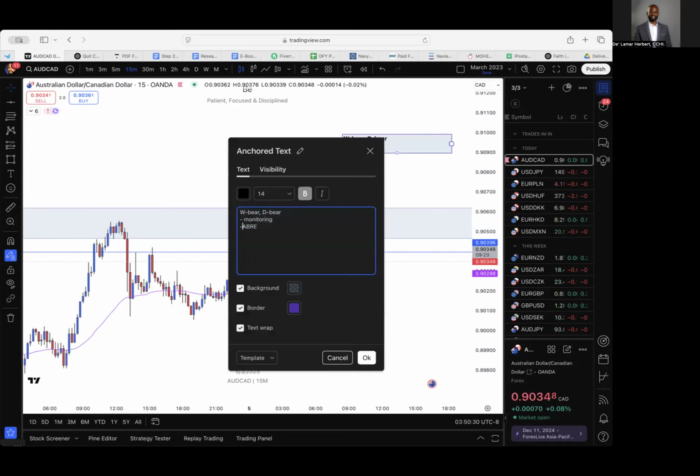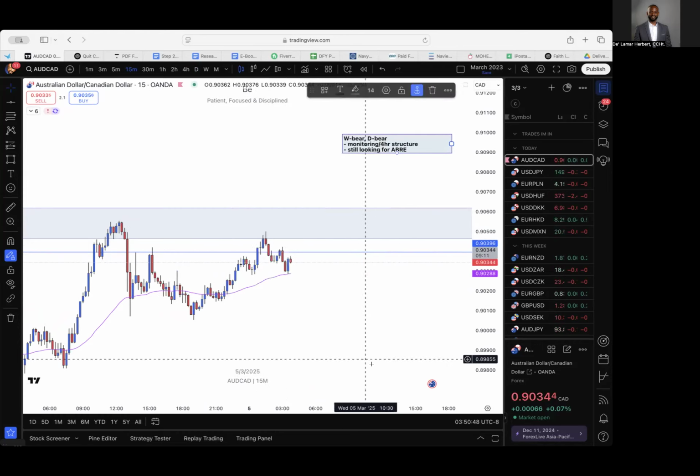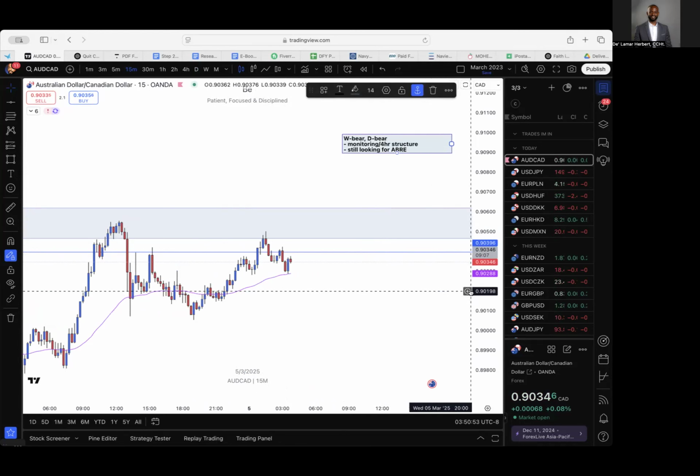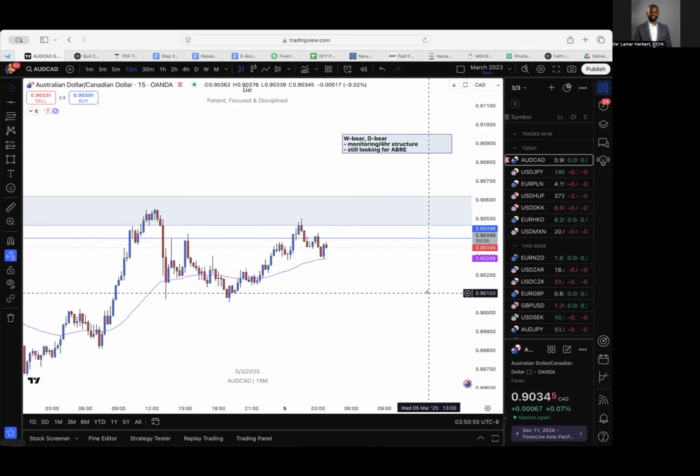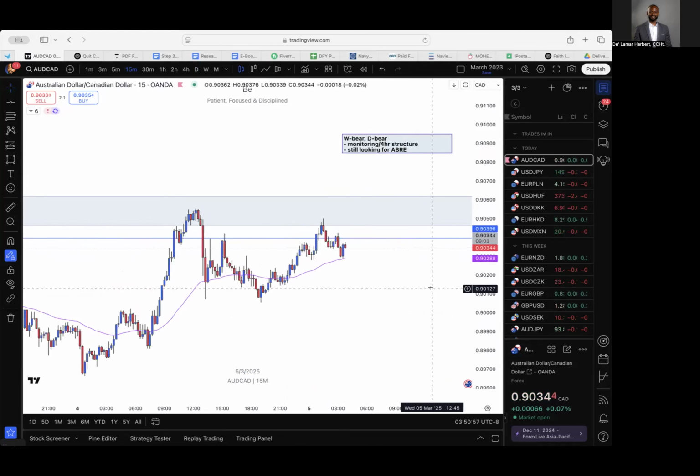Still looking for accumulation. Monitoring 4 hour structure as well. Just making sure that, if it does go bullish, then we wouldn't be ready for our sales just yet. So that is the current outlook right now.